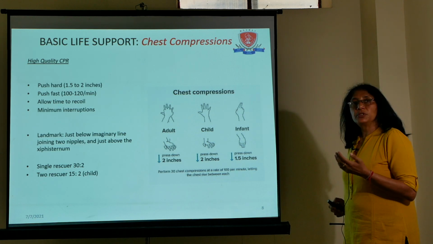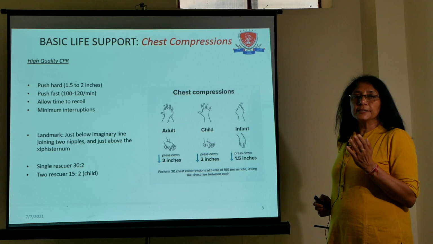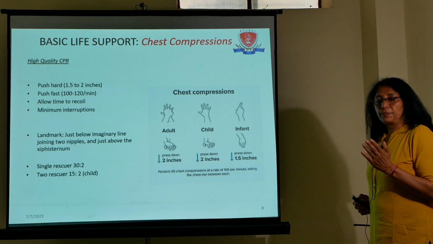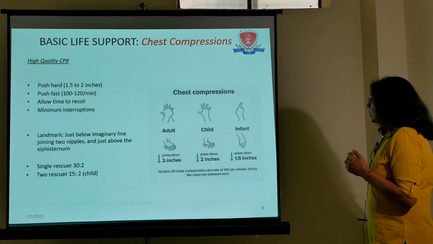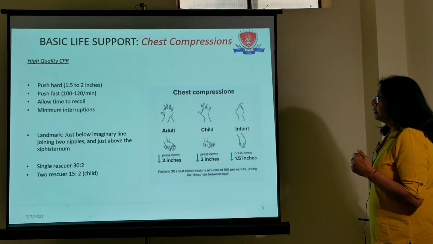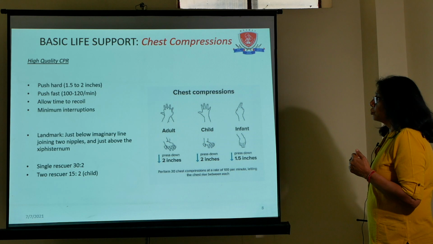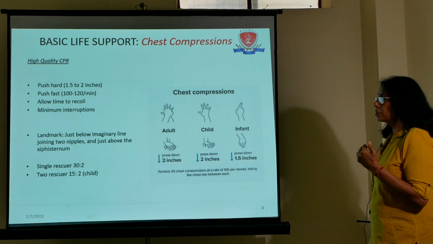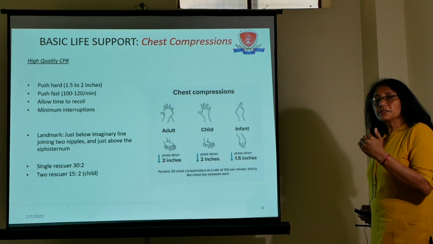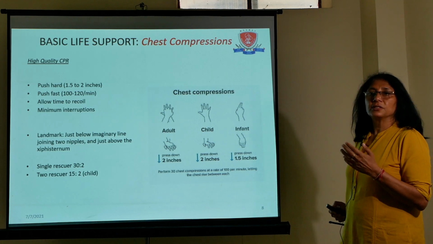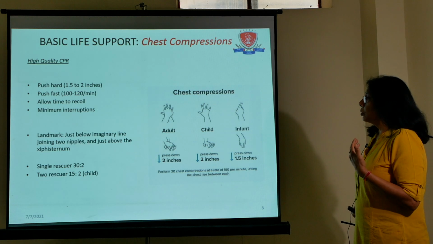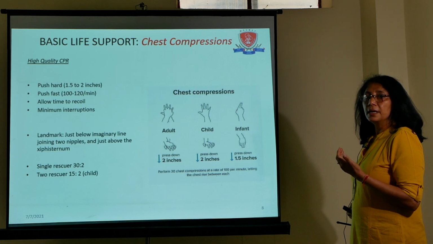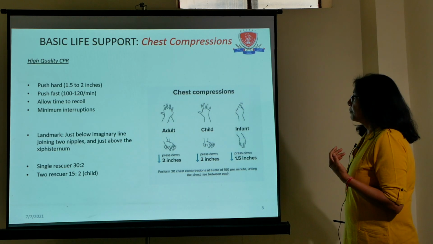The heart is situated between two bony surfaces, the rib cage and the spine, so it needs to be compressed between the two. The landmark is the imaginary line joining the two nipples, just below that and just above the xiphisternum. If it is much below, there are chances that it's going to break the xiphisternum, and if it is above, that means you are not compressing the heart, it is a cosmetic chest compression.